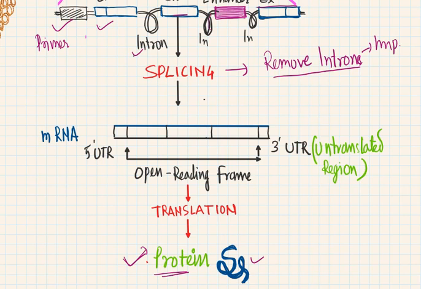How do we read? Open reading frame, 5 to 3. These are the exons. In splicing we remove the introns and join all these exons. Now we'll go a bit deeper.